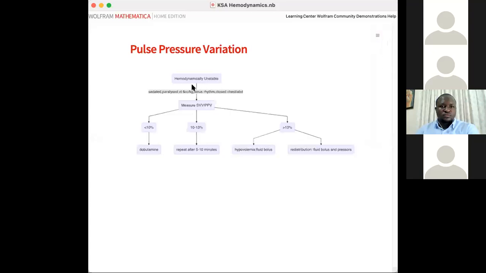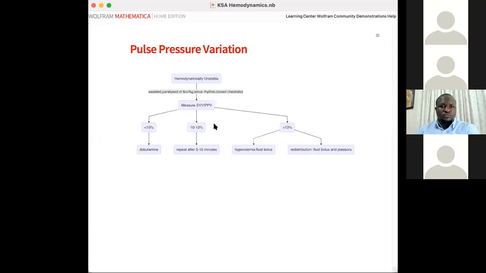So what happens is that when you get a patient with features of hemodynamic instability and the patient is sedated, paralyzed, ventilated with a tidal volume of 8, not 6, and they're in sinus rhythm, preferably with a closed chest, and then you measure your pulse pressure variation. If the patient is hypotensive and the pulse pressure variation is less than 10, you may want to use a cardiotonic drug like dobutamine or a similar inotrope.